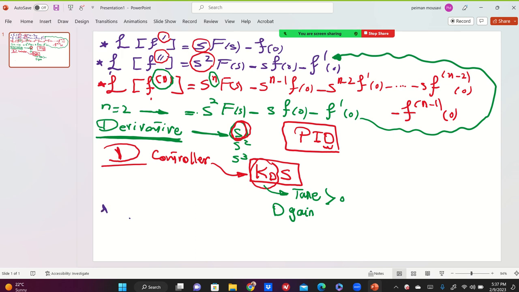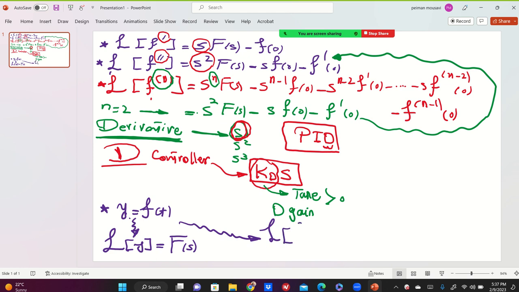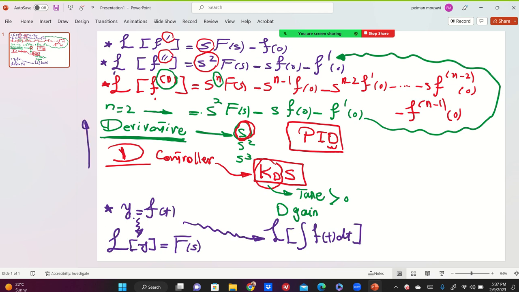Now let me go and finish almost this. If you have y equal to f of t, and its Laplace, as I told you, is F(s) in the frequency domain. What's the Laplace of the integration of f(t) dt? Here above was the derivative. Here is integration. I'm skipping the proof because you can find it anywhere. It's going to be F(s) divided by s.